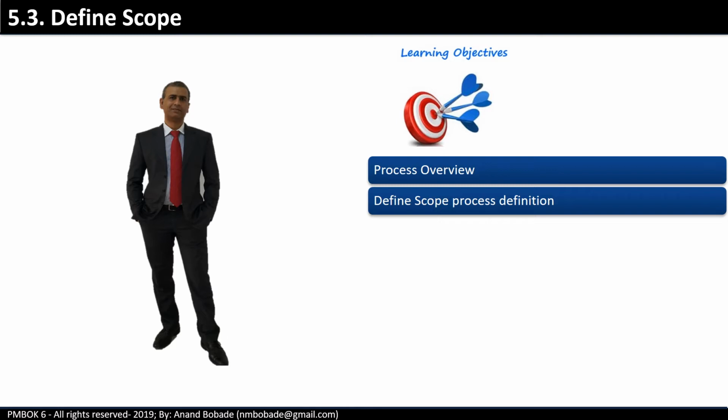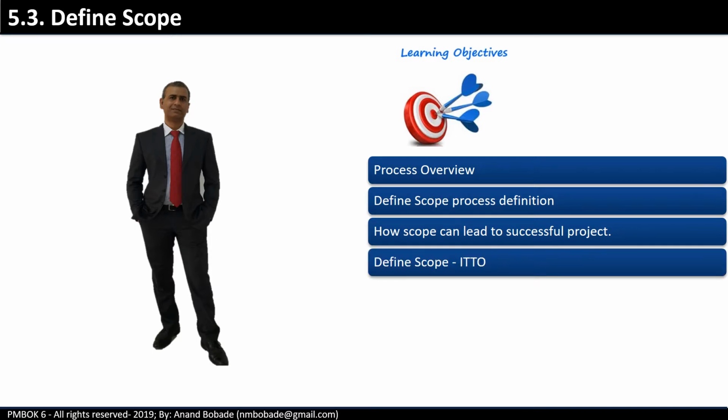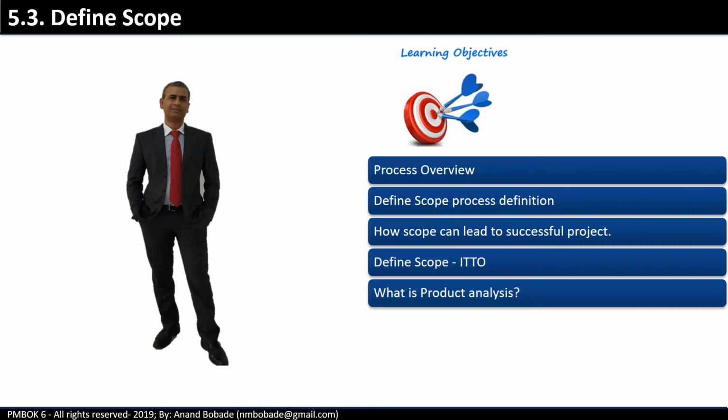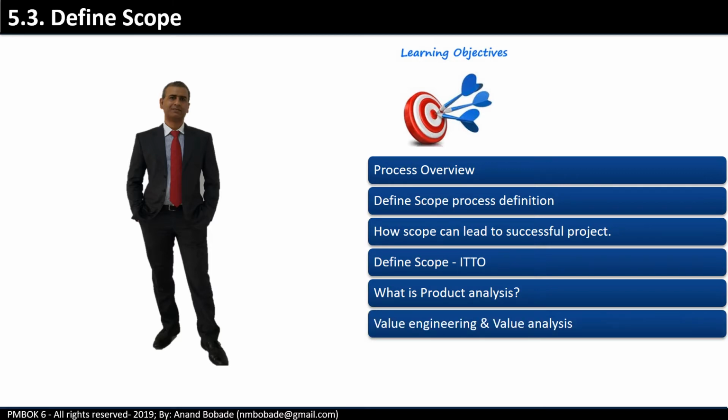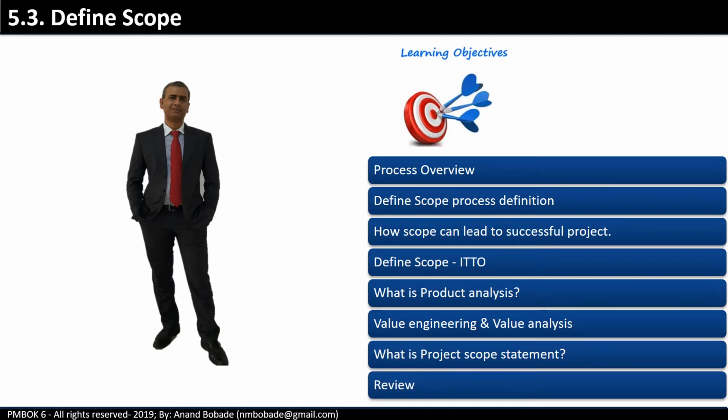definition, we'll also talk about how scope can lead to a successful project. We'll go through inputs, tools, techniques and outputs, what is product analysis, what is value engineering and value analysis, what is a project scope statement and what it contains, and finally a quick review.